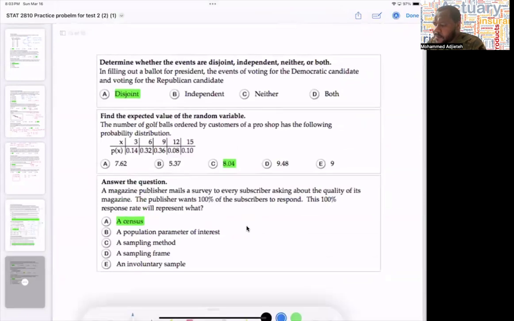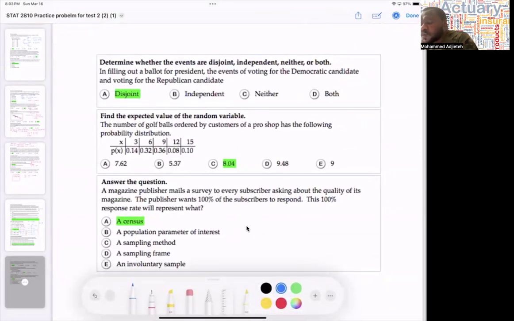Okay, so we are here. We are asked to determine whether the events are disjoint, independent, neither or both. Disjoint means their intersection is 0, or both of them cannot occur at the same time. Independent means that one event occurring does not impact the other. We are told that in filling out a ballot for a president, the event of voting for the Democratic candidate and voting for the Republican candidate. When you look at this, it's disjoint because you cannot vote for both. So they cannot occur at the same time. So then that is disjoint. Now let's get to this one here.